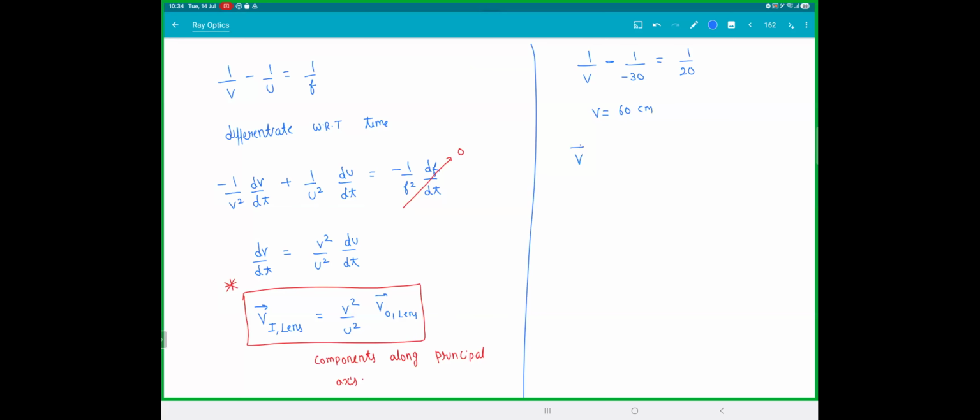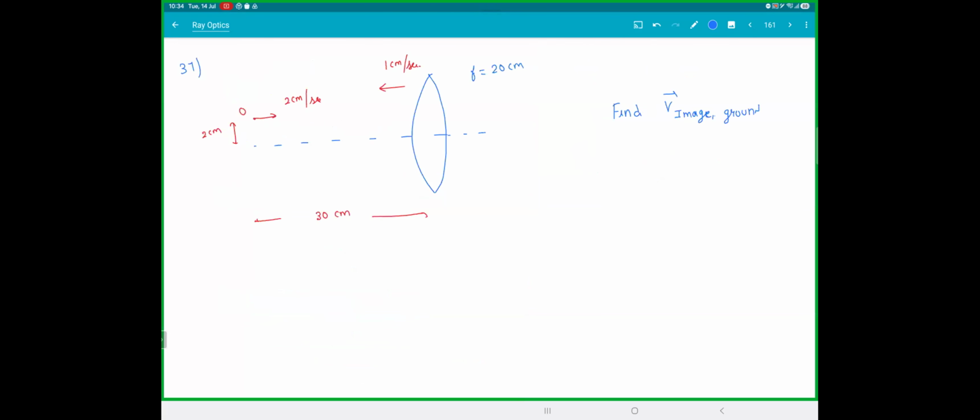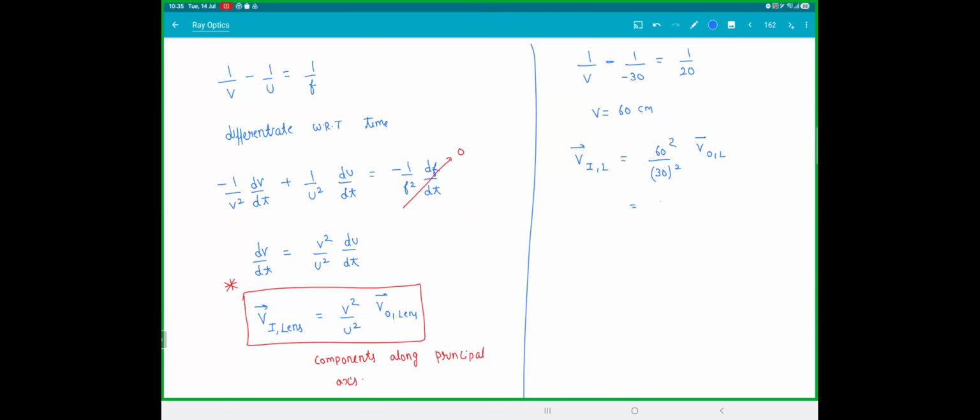So apply the formula: velocity of the image with respect to the lens will be v square, 60 square by 30 square, into velocity of the object with respect to the lens. So it's a relative velocity. If you stop the lens, it will think you're going with 3 centimeters per second. That would be 4 times 3 i cap, so that will be 12 i cap. This is what the lens will think.